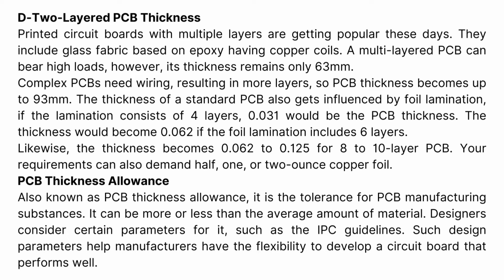The thickness of a standard PCB also gets influenced by foil lamination. If the lamination consists of 4 layers, 0.031 would be the PCB thickness. The thickness would become 0.062 if the foil lamination includes 6 layers. Likewise, the thickness becomes 0.062 to 0.125 for 8 to 10 layer PCB. Your requirements can also demand half, 1, or 2 ounce copper foil.